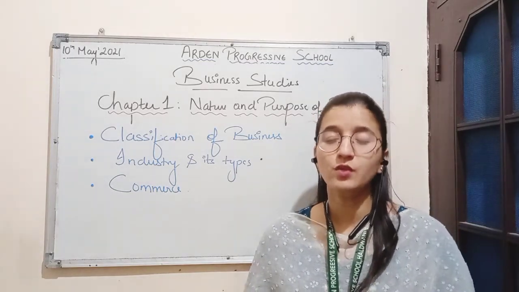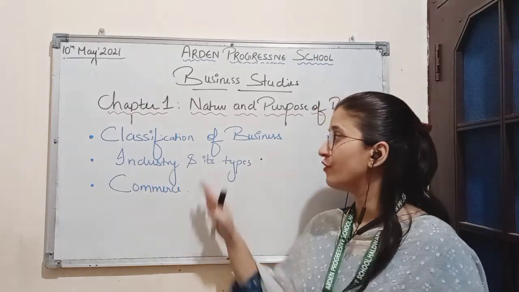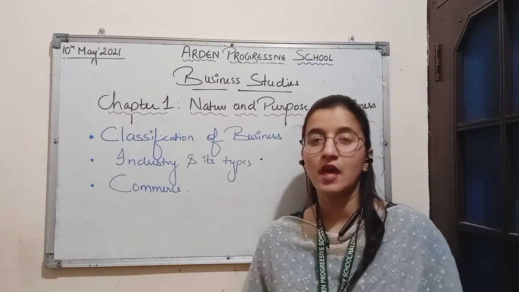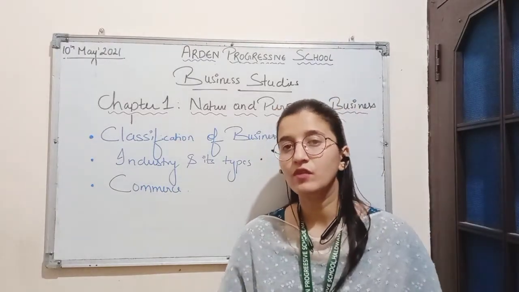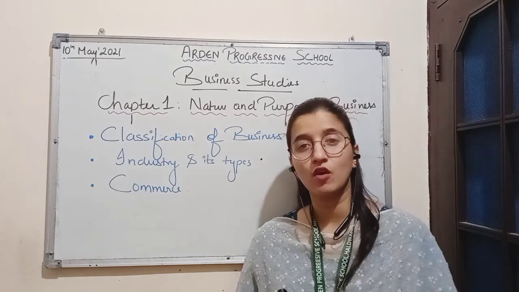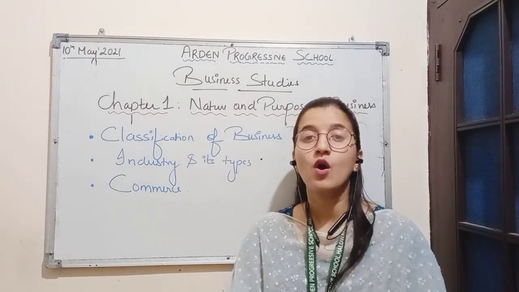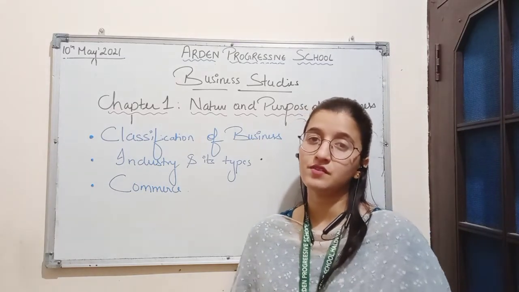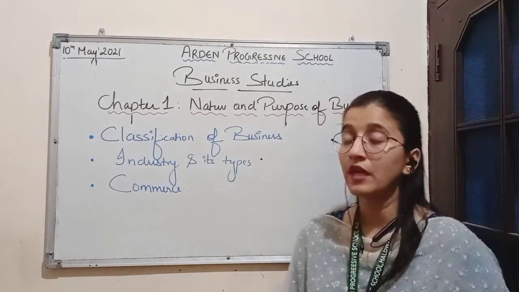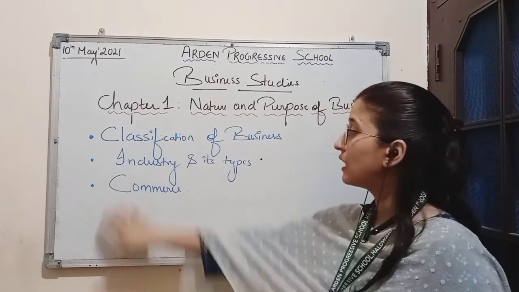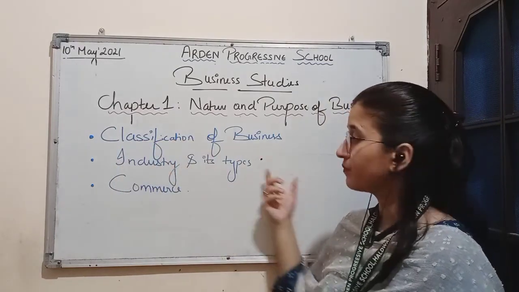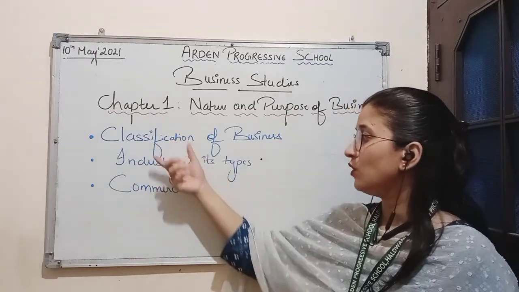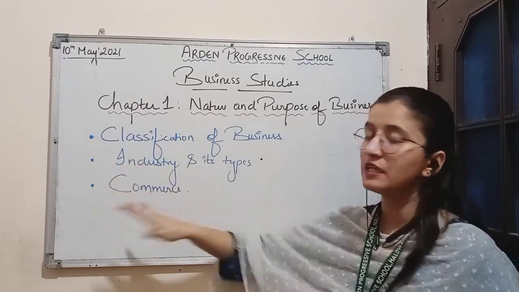Today in this session, we'll be continuing with the topics of Chapter 1, which is Nature and Purpose of Business. In the previous session, we learned about some human activities, economic and non-economic activities. Also, we have discussed the concept of business and characteristics of business. So today we'll be continuing with the topic classification of business, industry and its types, and commerce. In this session we'll be covering these topics.